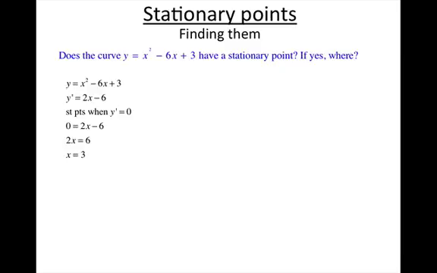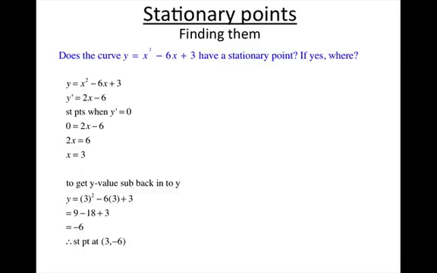Now we don't want the stationary x coordinate, we want the stationary point. So we want the whole coordinate. In order to find the y value, we take that x value and we sub it back into y. So wherever there was an x in the y, we replace it with a 3. Next step, we'll expand it. So it becomes 9 minus 18 plus 3, which then becomes minus 6. And so we have a stationary point at 3, negative 6.